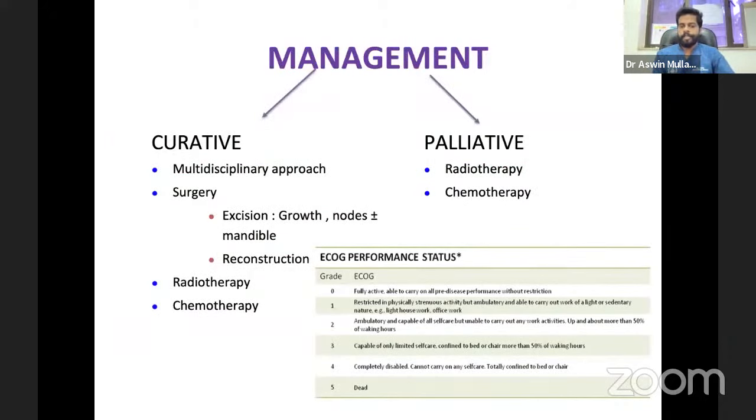So now we already staged the disease. Now what we have to do is we have to manage, we have to go for the definitive management. So before management, first we have to see the status of the patient. We have to clinically examine the patient.